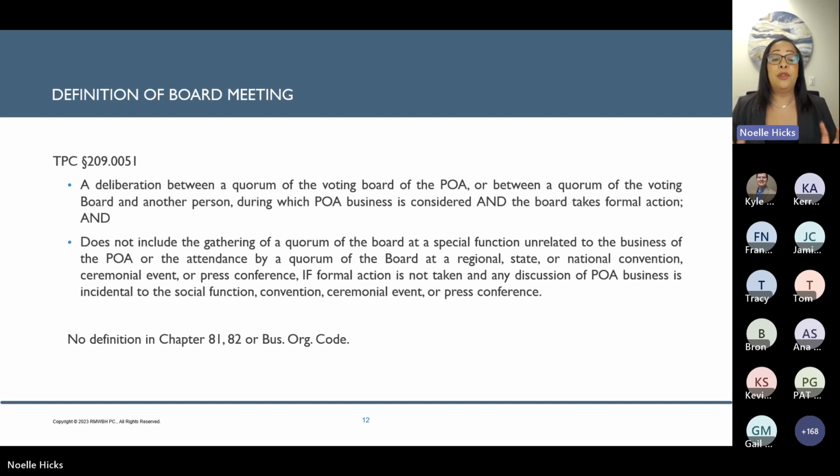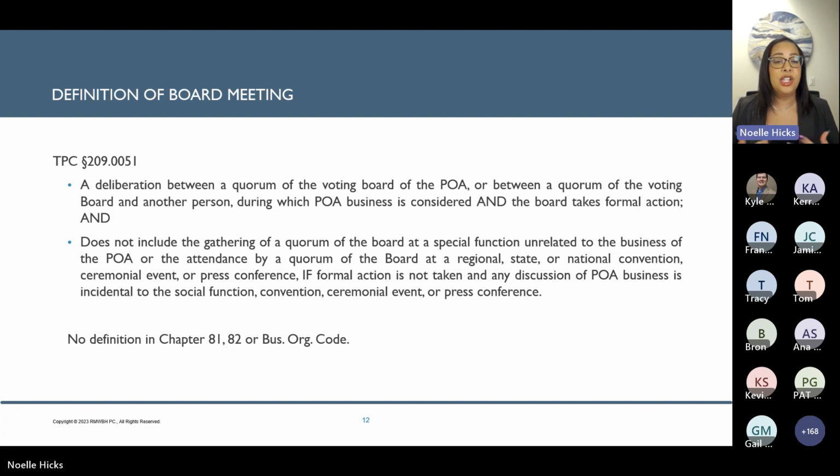But Chapter 209 does provide us with this definition, and it basically states that it's a deliberation between a quorum of the voting board of the POA, or between a quorum of the voting board and another person, which can be a community association manager, during which POA business is considered and the board takes some sort of formal action. So that is the definition of what a board meeting is, right?